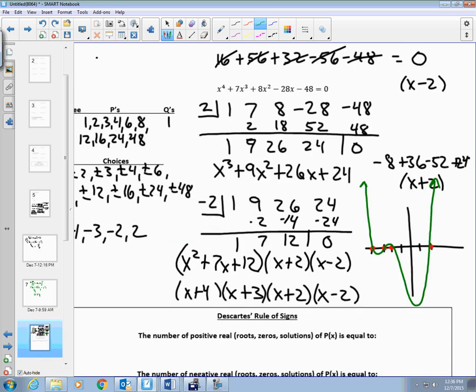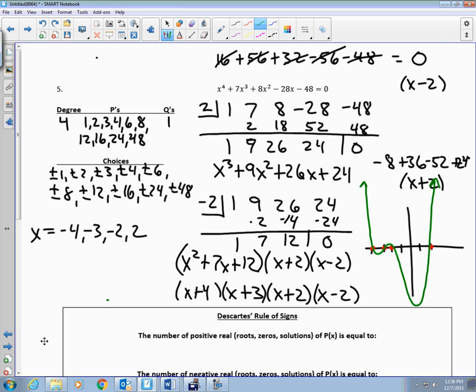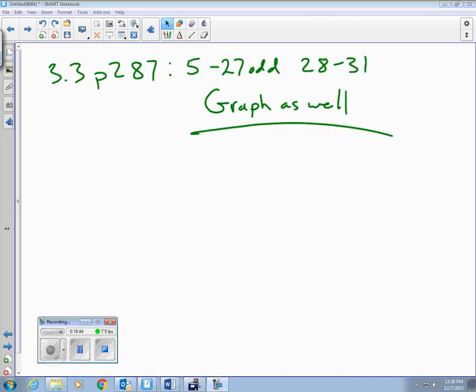Assignment, where'd you go? Uh-oh. Time for a website. So there's your assignment, and you have the rest of the hour to work. 1 and 2.